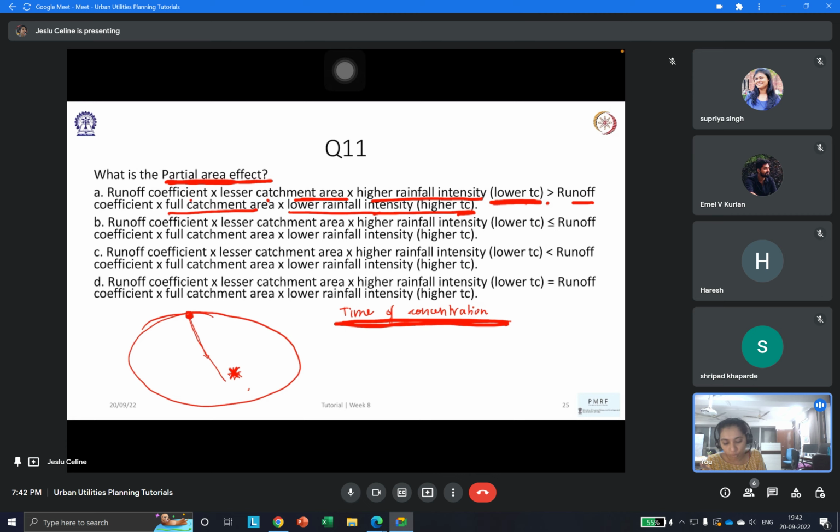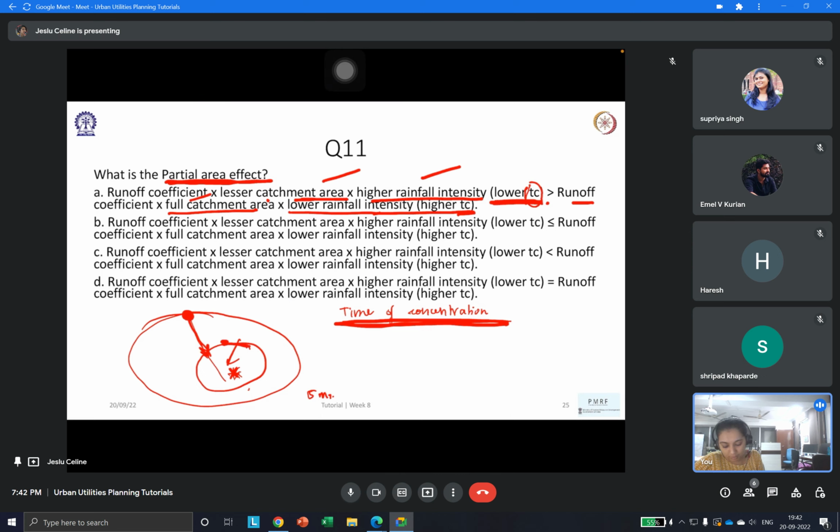That is runoff coefficient into the area into rainfall intensity, CIA. This is the formula that we have learned for surface runoff. So that is what we are calculating over here. So the question basically asks: if my TC value, or the time of concentration, is lesser, say I take time of concentration to be 5 minutes, then that means probably from here that water will not reach here in 5 minutes.